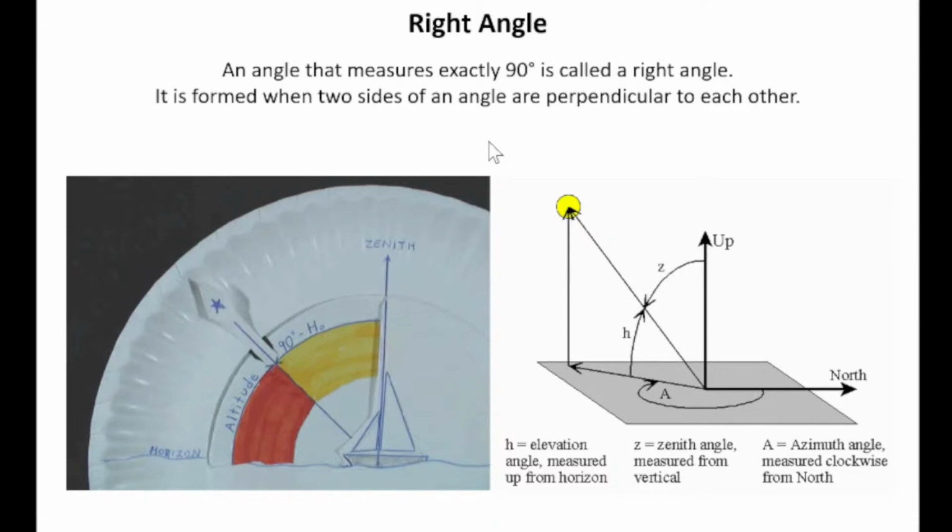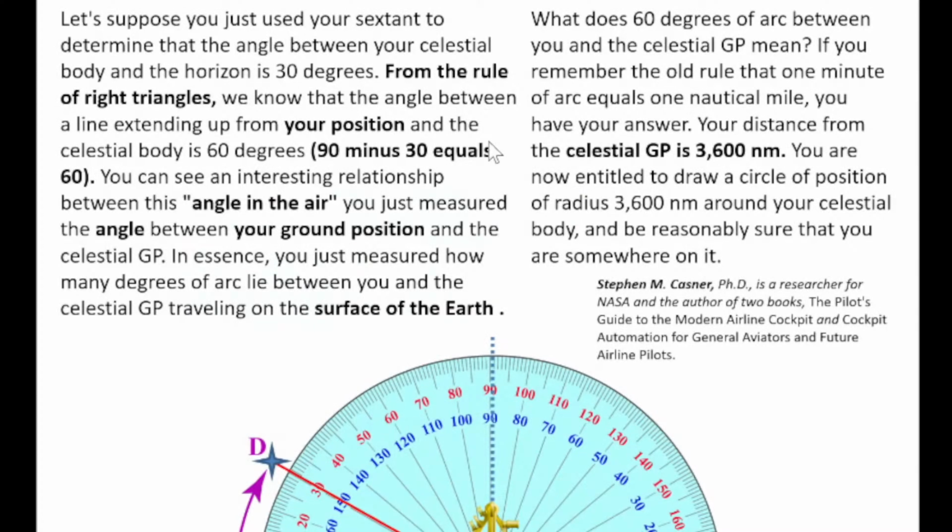Next slide. Let's suppose you just used your sextant to determine that the angle between your celestial body and the horizon is 30 degrees. So your elevation angle is 30 degrees in this case, as seen in the picture below. From the rule of right triangles. Now I'm going to read that again. From the rule of right triangles, we know that the angle between a line extending up from your position and the celestial body is 60 degrees. Well, how do we know that? Well, 90 minus 30 equals 60. Pretty simple.